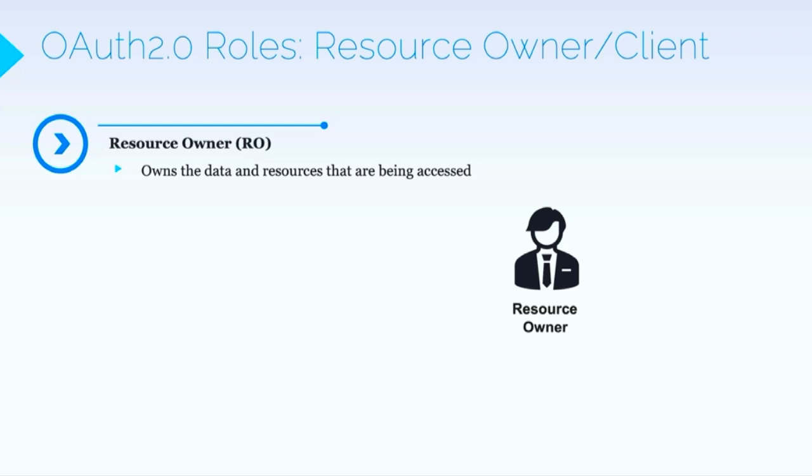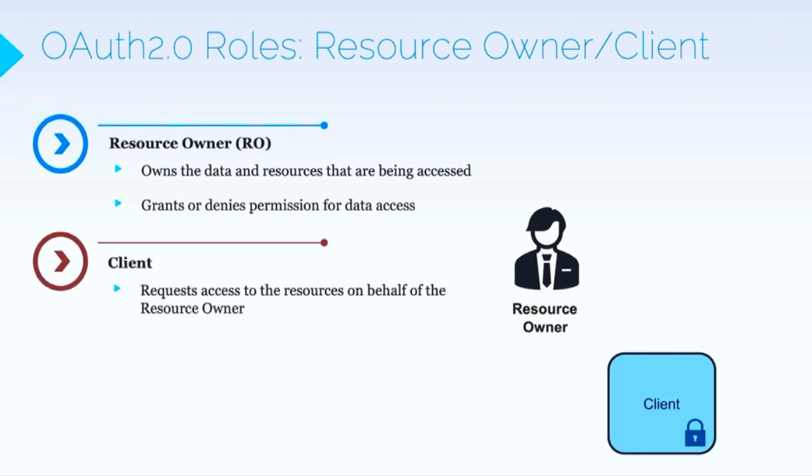Resource owner. This is the entity that owns the data and resources being accessed. The resource owner has the power to grant or deny permissions for data access. Client. The client is the application or entity that requests access to the resources on behalf of the resource owner.